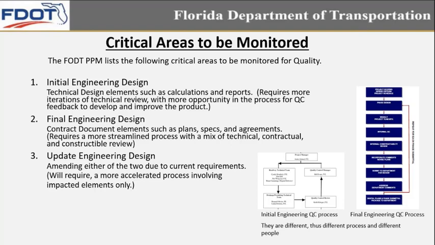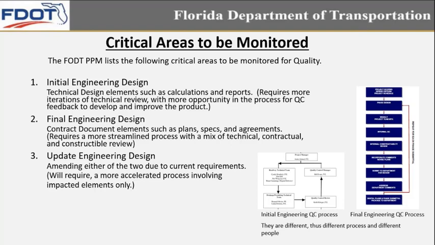And this is just a little bit of guidance on how you might want to break up a quality control plan. You might go into initial engineering design, which is essentially your technical design elements, such as calculations and reports. Initial engineering design often requires more iterations. There's usually more technical review, with more opportunity built into the process for QC feedback to develop and improve the product.